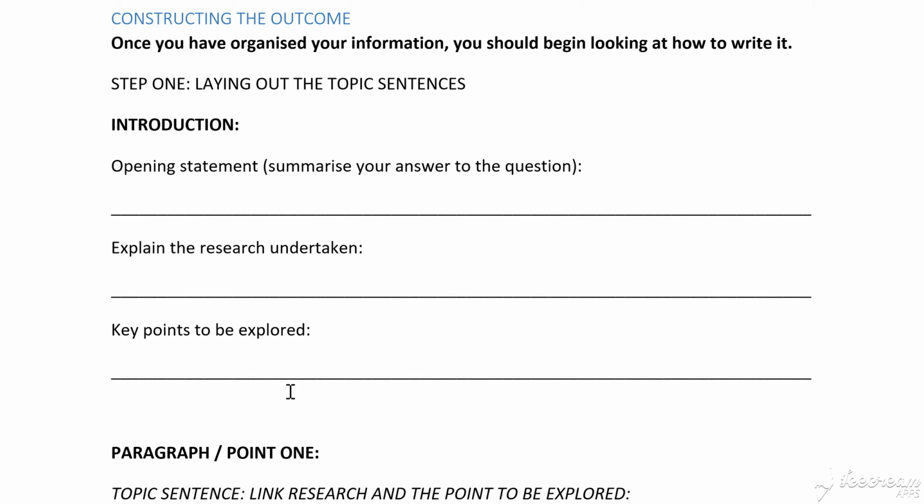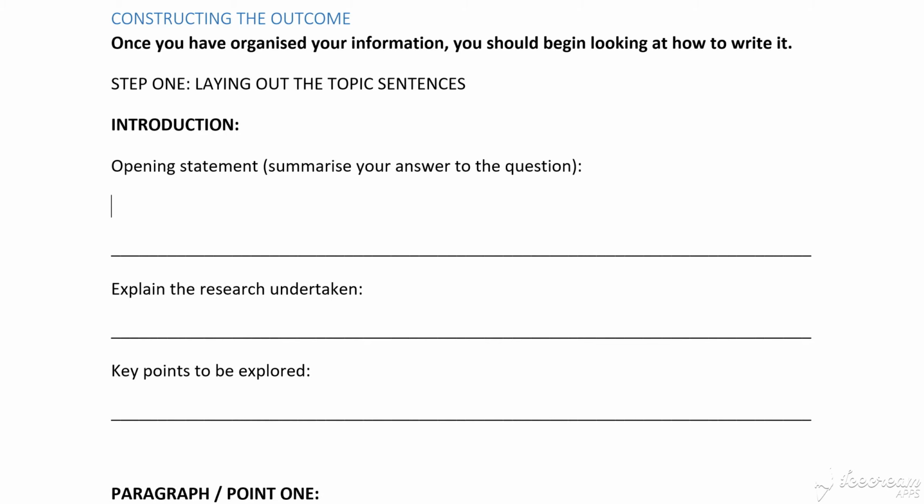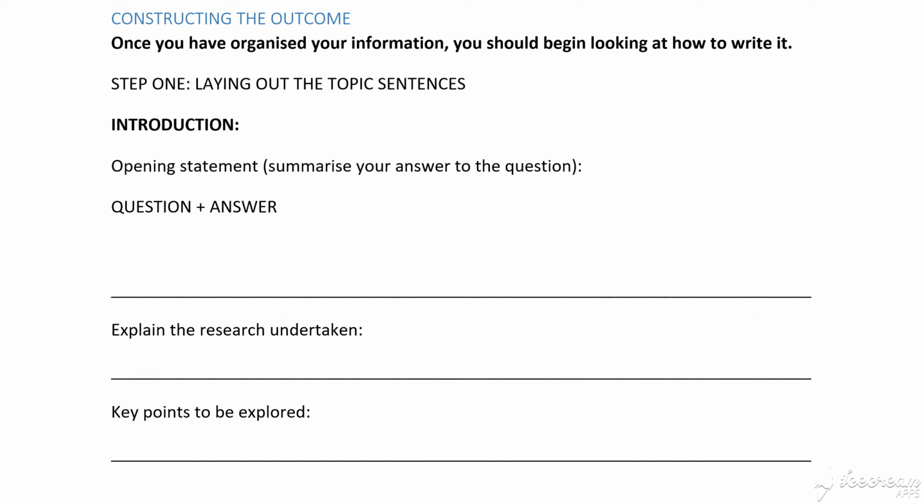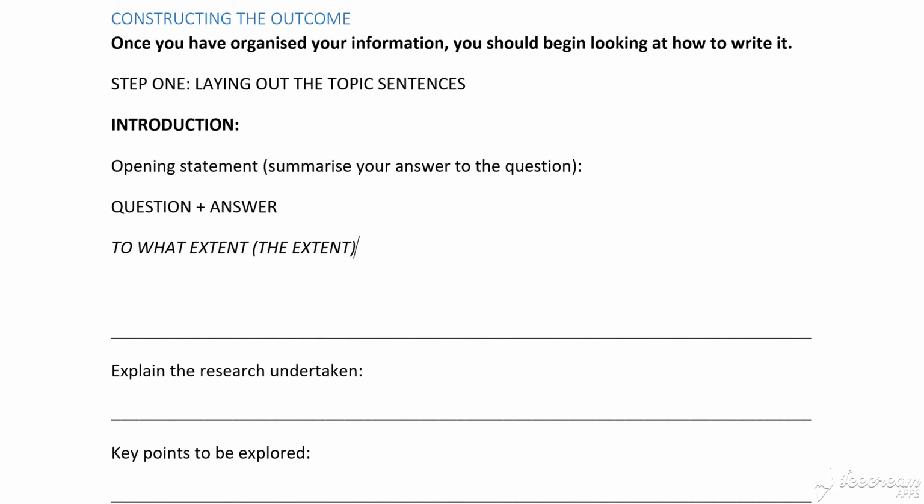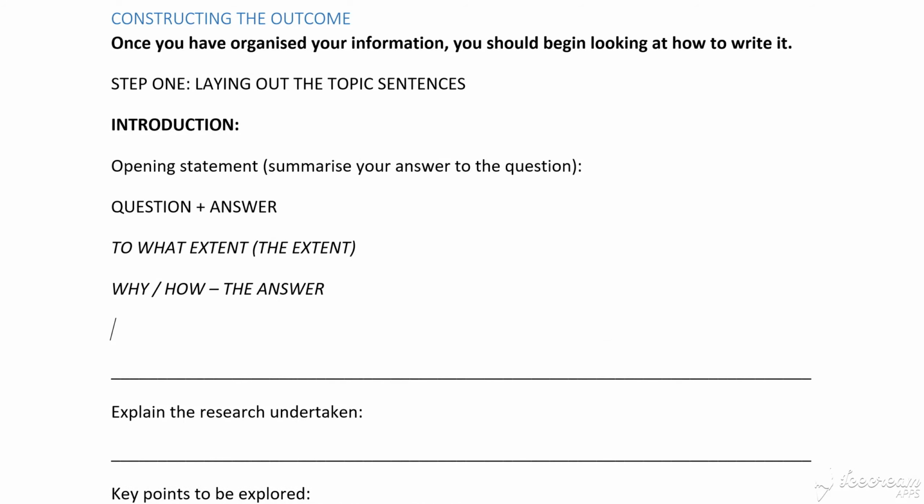Now, in the opening statement of your introduction, there's a little bit of a formula you can follow. Basically, we want you to make sure you include your question and your answer. So if you have a to what extent question, you will need to tell us the extent that you're going to be arguing. If you have a how or a why question, you need to tell us the answer. Whatever it is that you have set up, you need to respond.